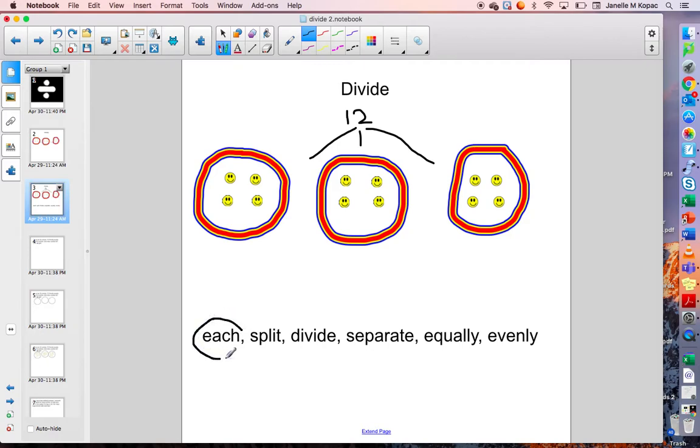Remember, we saw this word a lot when we did multiplication word problems. But you can also see this word in division word problems. So when you see each, you need to think, am I multiplying or am I dividing? Am I putting equal groups together to multiply, or am I making equal groups? Am I separating a number to divide? Some other words you could see in a division word problem are split, divide, separate, equally, and evenly. So if you see those words, they can be a clue to divide.